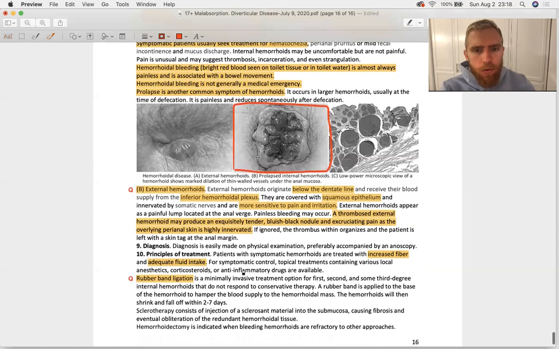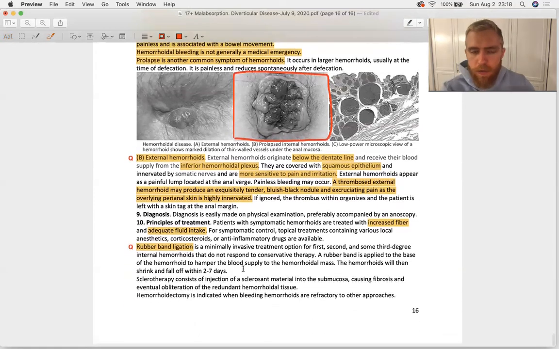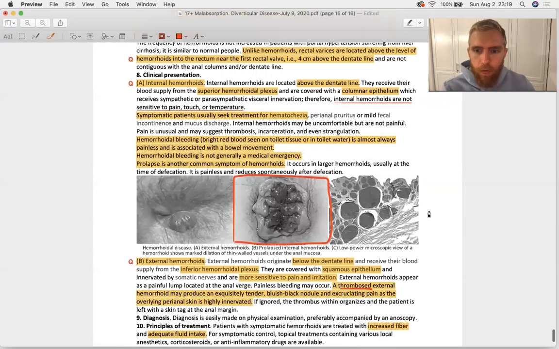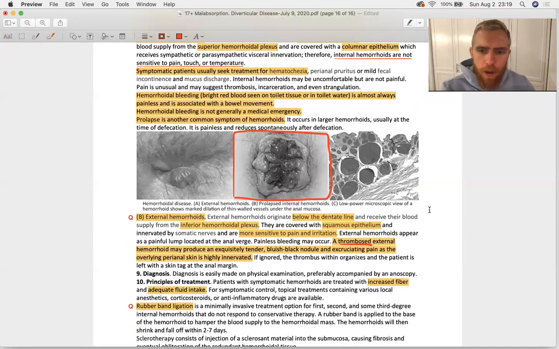So external hemorrhoids, the SDL tells you on this page 16 all that you need to know about those as well. They originate below the dentate line. They're lined with squamous epithelium. They're supplied by the inferior hemorrhoidal plexus, and they do present with pretty severe pain. And the big complication of those is thrombosis. So as wise Dr. Goyan has communicated to me, now I to you, internal hemorrhoids bleed, external hemorrhoids thrombose.